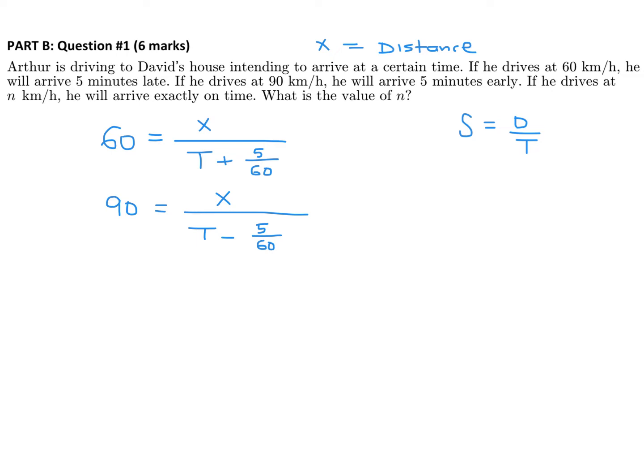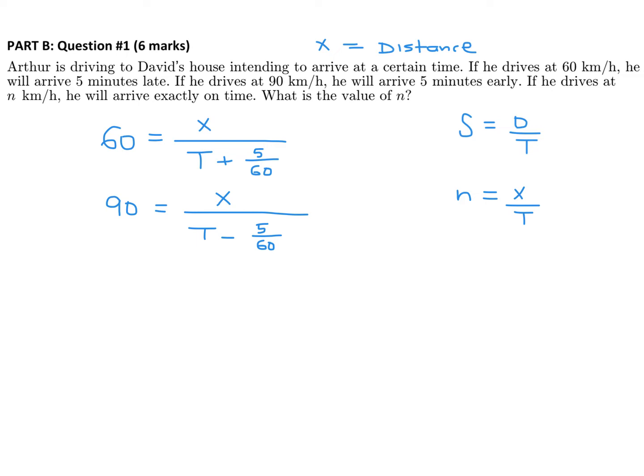We got two variables, x and t. We can therefore solve for x and t. And then in the end, we will need to figure out n, and n is equal to x over t, because that's when he arrives exactly on time. Okay, so this is some algebra now.